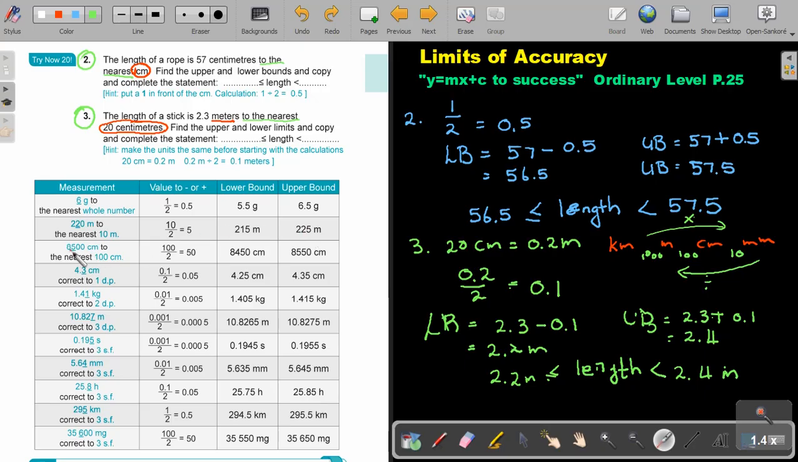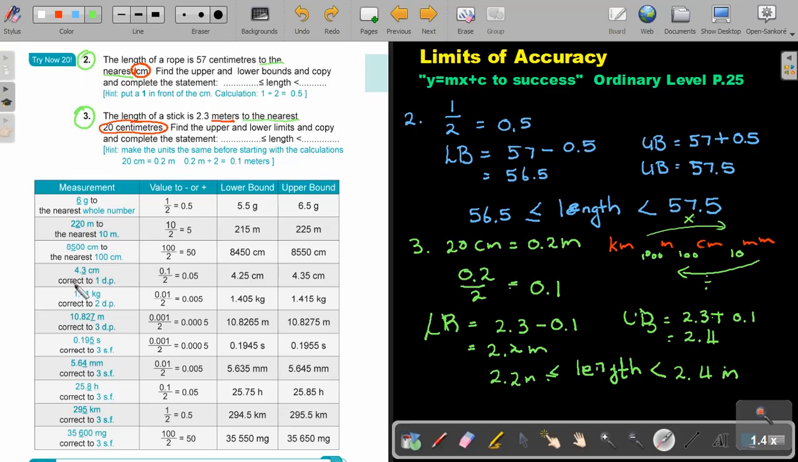If it's 8500 centimeters and it's to the nearest 100 centimeters, it's just to get the pattern of thinking. I take 100, divide by 2, and it's 50. So subtract for the lower and add for the higher, that 50.